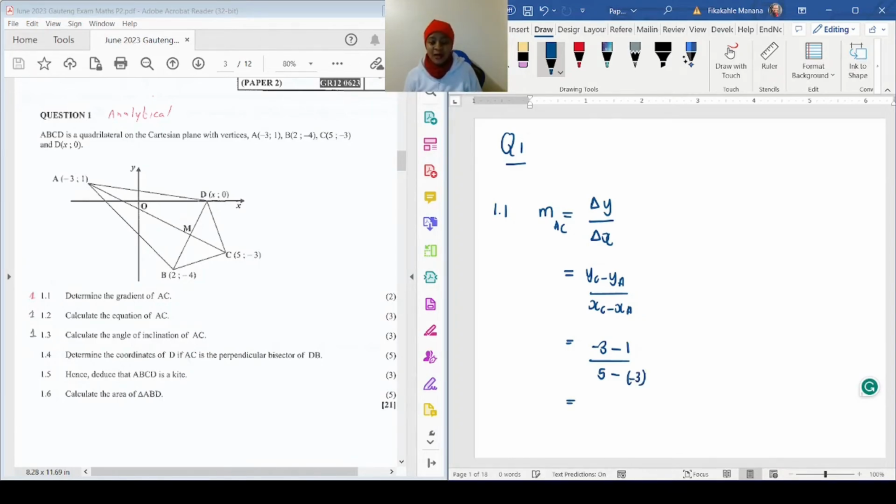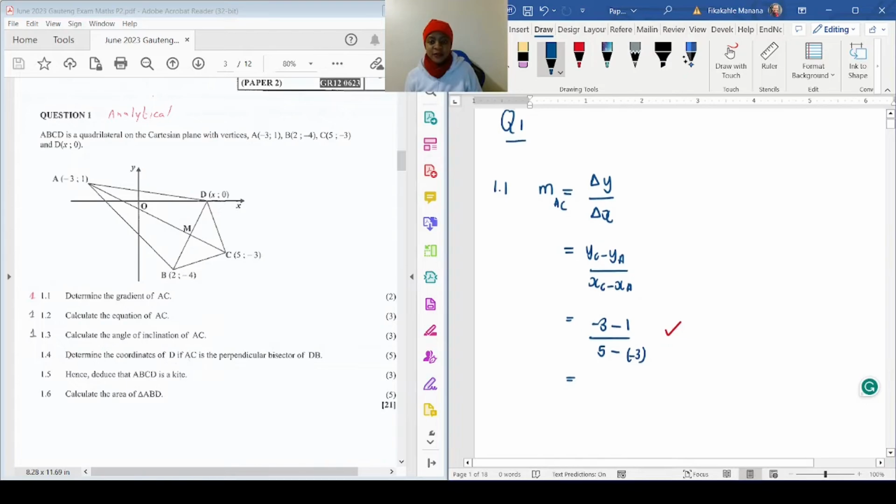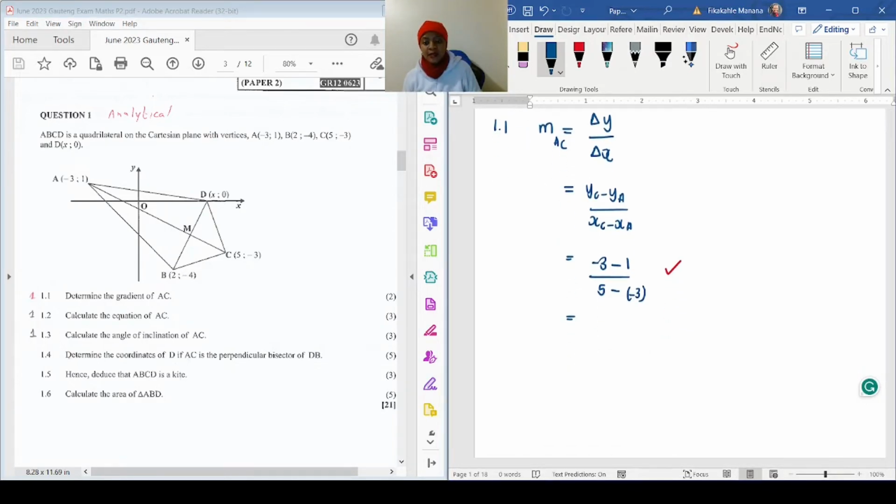Okay, it's only 2 marks. So you get 1 mark for substituting, all right? And then another mark for getting the right answer. So -3 minus 1 is -4. And then 5 plus 3, that is 8. And does it make sense that we get a negative gradient? Yes, it does, because it's going downwards from left to right. And yeah, -1/2. So I guess the 2 marks is for substitution and also getting the answer.